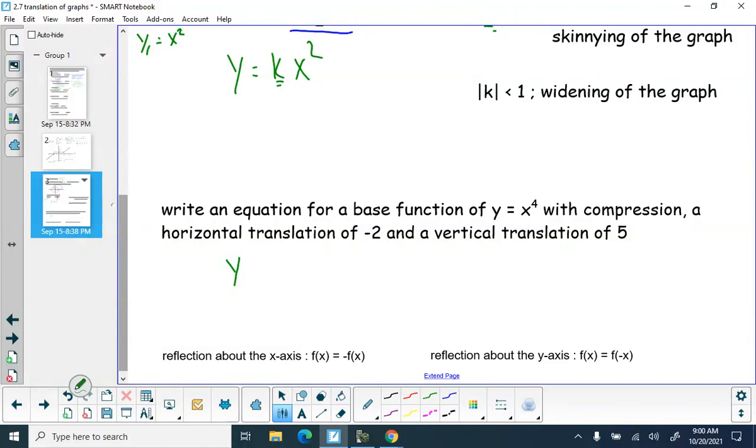What would be an equation? You have your base equation of y equals x to the fourth. You want a horizontal translation of -2, a vertical translation of 5, and you want it skinnied out. You want a compression. What would be an equation for that?